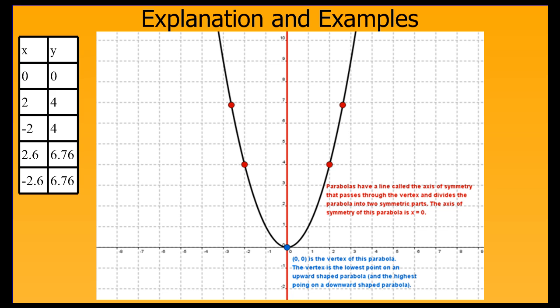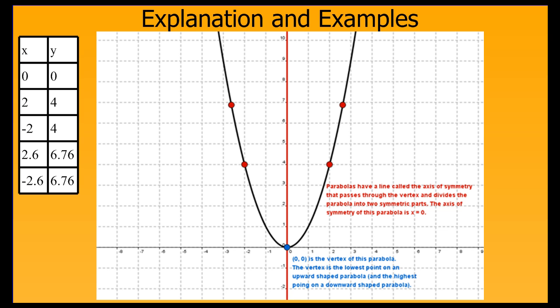When we graph those ordered pairs and connect them, we notice several things. First of all, the graph is not linear. It's curved in a shape called a parabola. This parabola is a right side up U shape, and its lowest point, called the vertex, is 0, 0. If it was a downward shaped U, then the vertex would be the highest point.